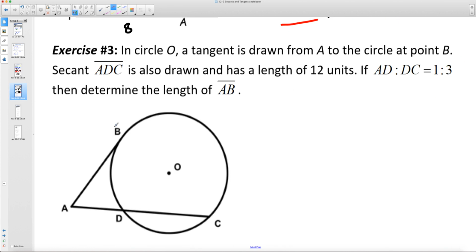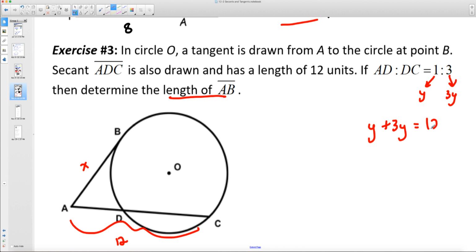Okay, and the last one here, we have a secant. ADC is drawn and has a length of 12. AD to DC is in a ratio of 1 to 3. Determine the length of AB. Okay, so AB is x. And then AD to DC is in a ratio of 1 to 3, but the entire thing is 12. So if it's in a ratio of 1 to 3, I'm going to use y's here maybe.